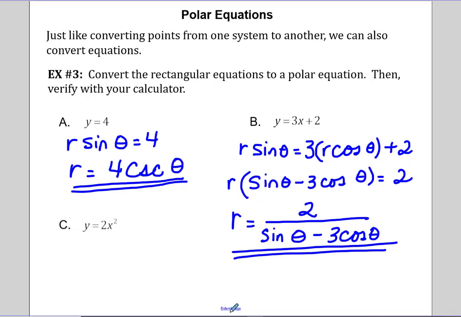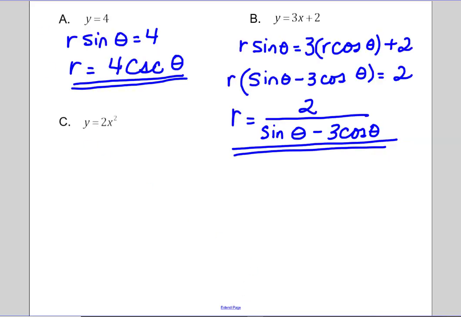And if you have a graphing utility, you can graph all 3 of these and see that they do represent the same graph.